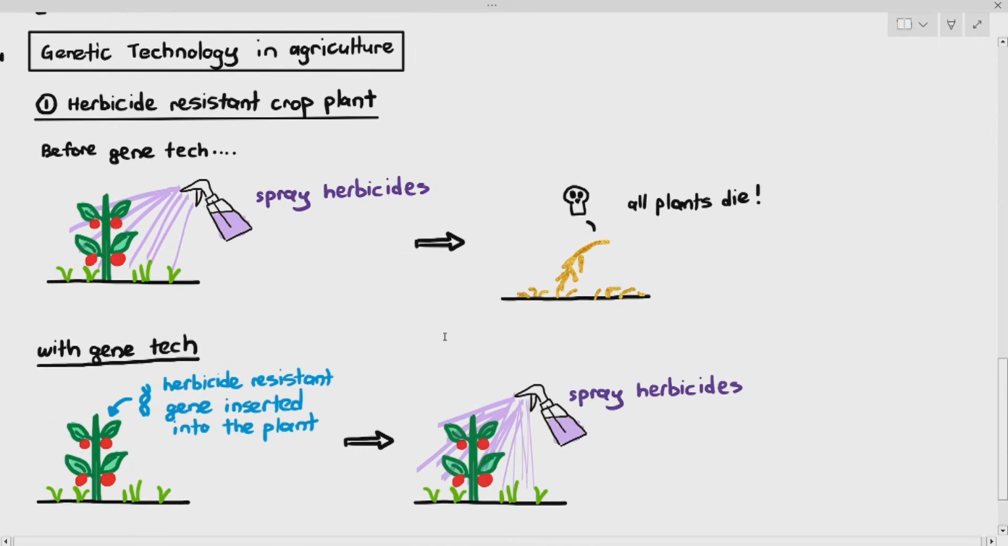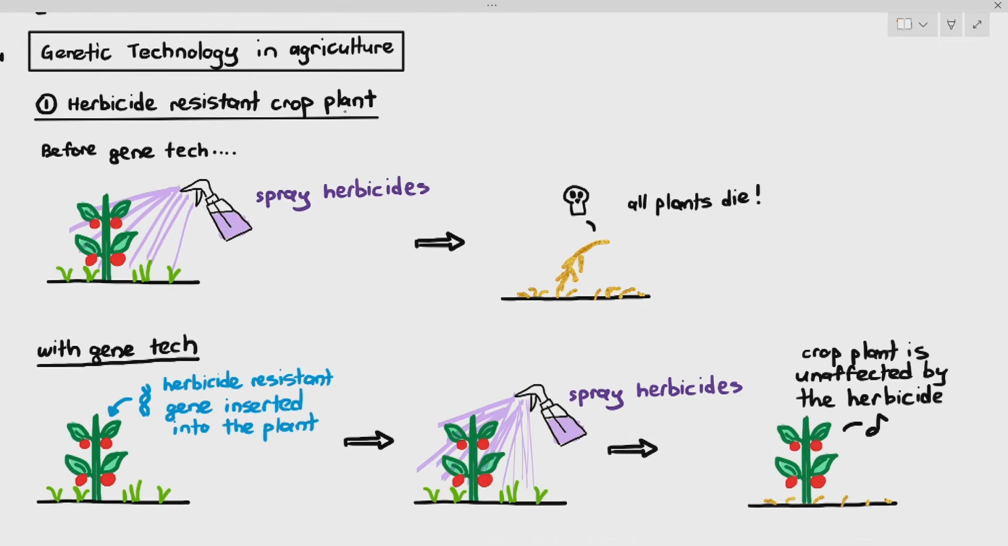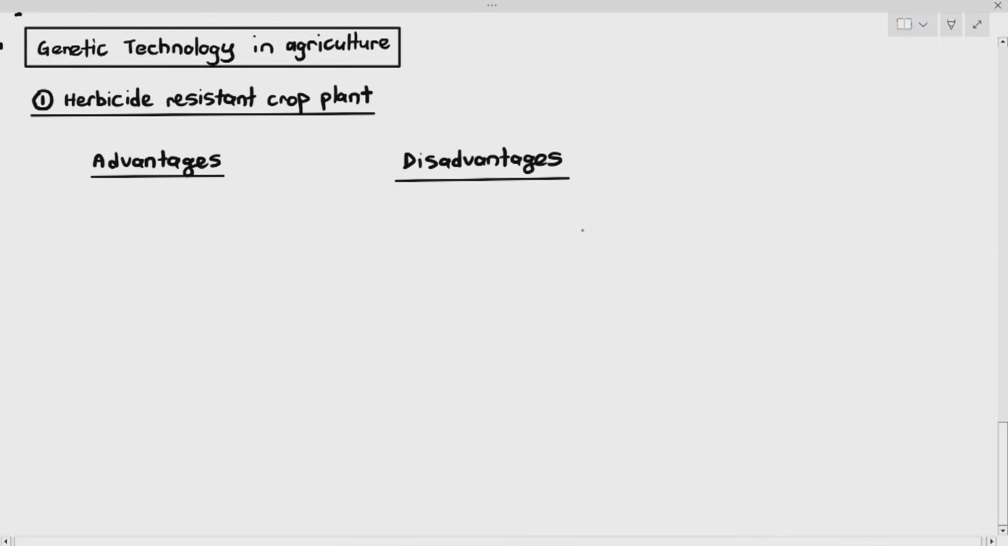It means that when the farmers spray the herbicides, only the weeds will die, as you can see over there, but the crop plant, because obviously they are resistant, is unaffected by the herbicides. Now, I'm going to talk about the advantages and disadvantages of producing herbicide-resistant crop plants. This can also be used as your answer in the ethics of developing herbicide-resistant crop plants.